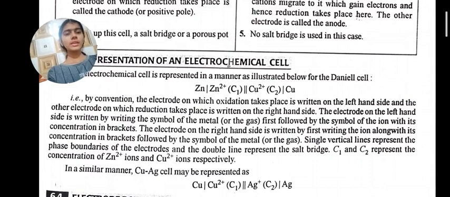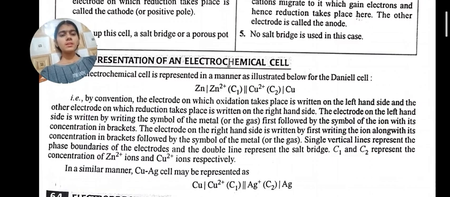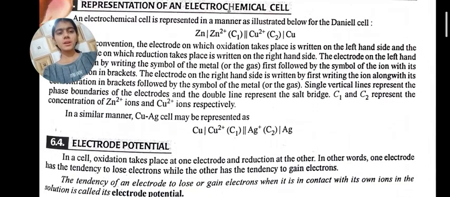The electrode on the right hand side is written by first writing the ion along with its concentration in brackets, followed by the symbol of the metal. Single vertical lines represent the phase boundaries of the electrodes, and the double line represents the salt bridge. C1 and C2 represent the concentration of zinc 2 positive ions and copper 2 positive ions respectively. In a similar manner, the Cu-Ag cell may be represented as we can see here for the copper silver cell.